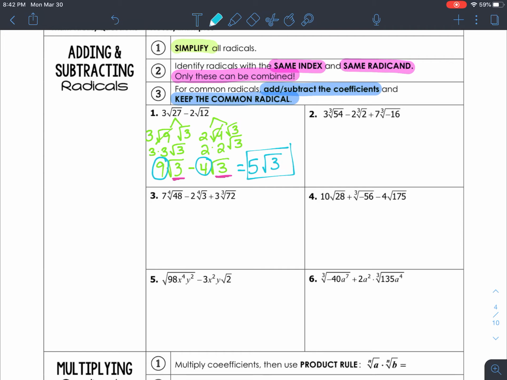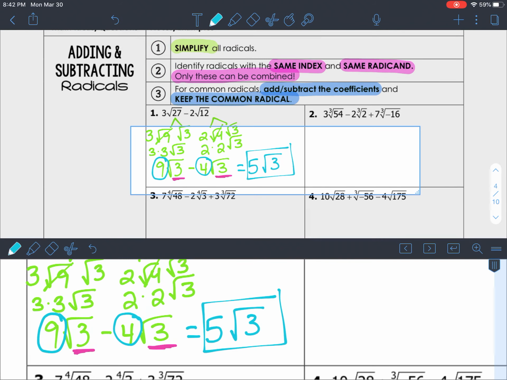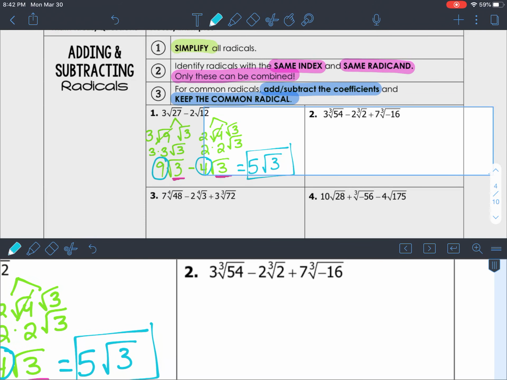If we keep going, and I do number 2, I am going to skip some of the simplification steps just because I believe that you guys can do that. And this is kind of a small box for me to write in with my little pen. So just bear with me there.